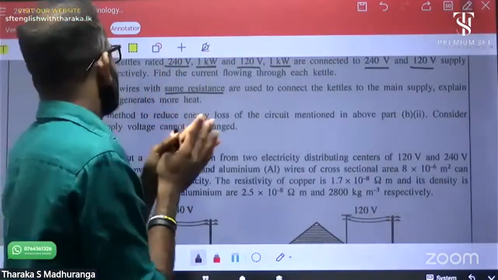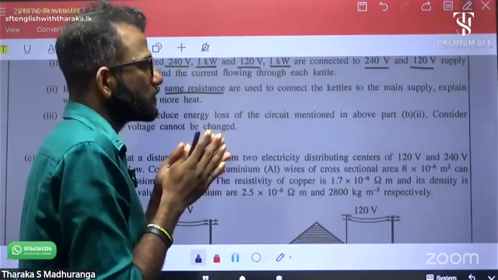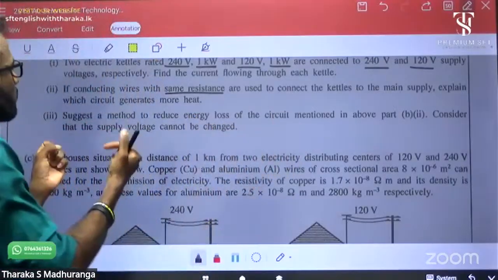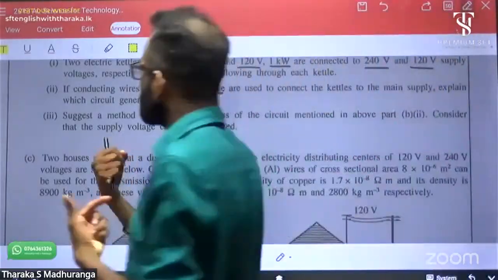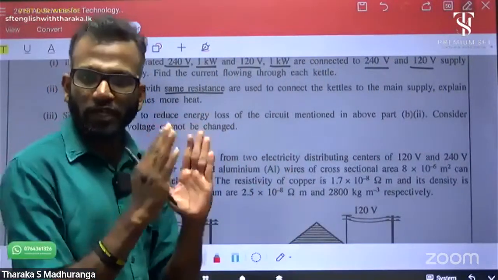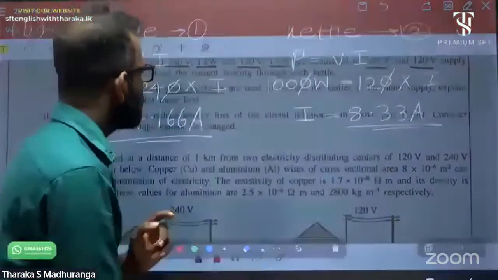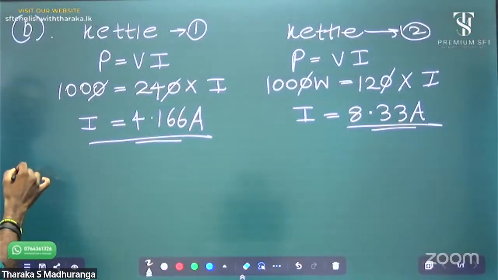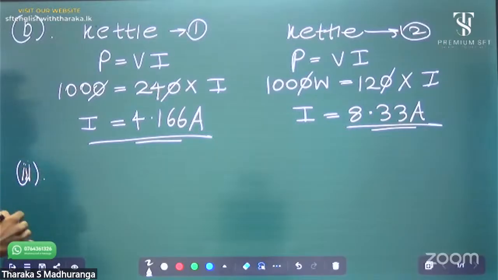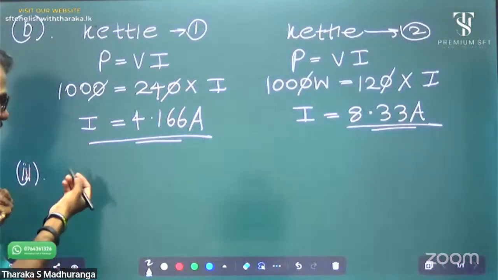Okay, now you have to think. If conducting wires with the same resistance are used to connect both kettles to the main supply, explain which circuit gets more heat. That means which wire has more heating. Now you need which knowledge? Current density knowledge. It's B part 3. According to current density, you can explain now.